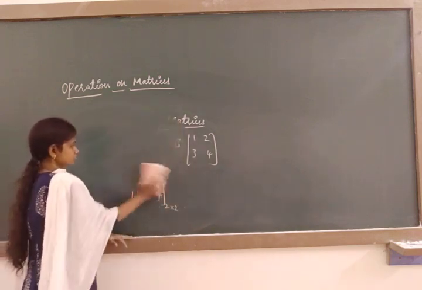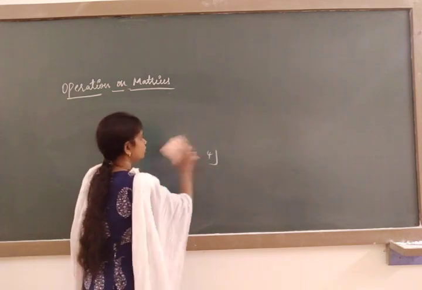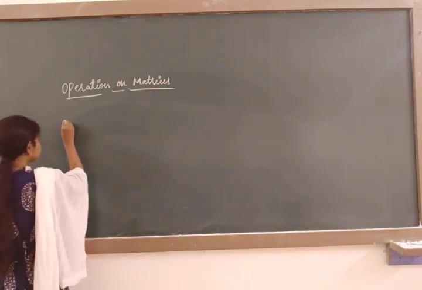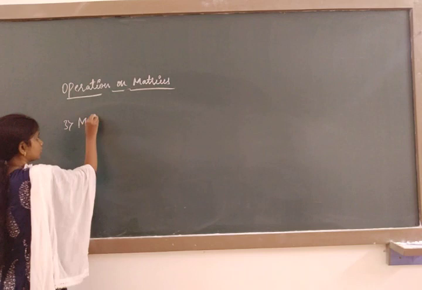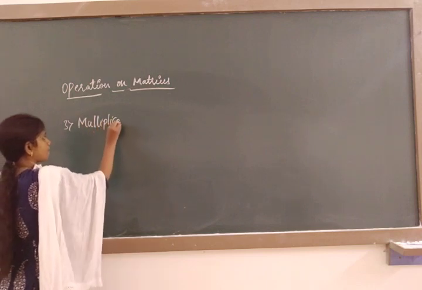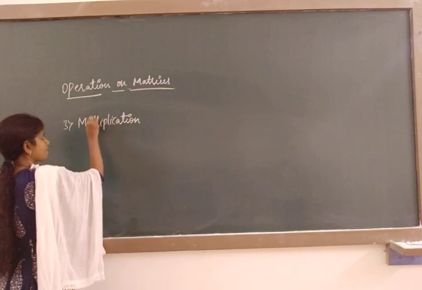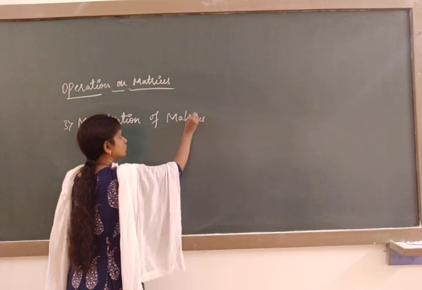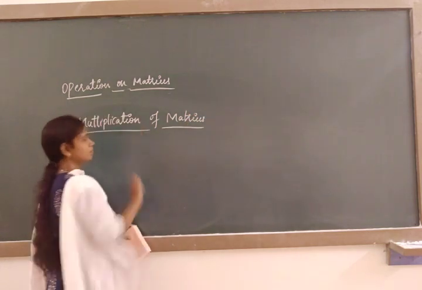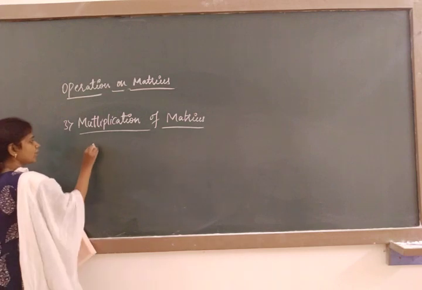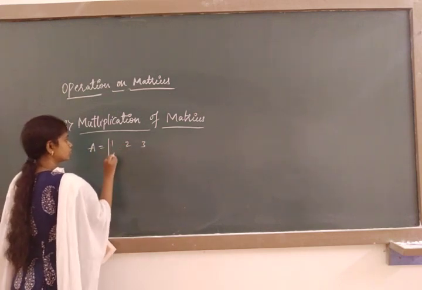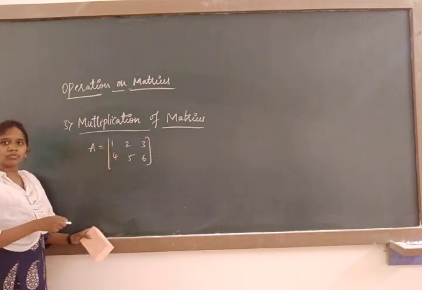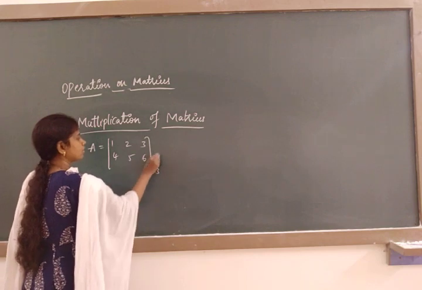Next, third one, multiplication. Multiplication of matrices. So what is the condition to multiply two matrices? So if A is equal to, what is the order? How many rows? 1 row, 2 rows. It is of order 2 cross 3. And what is B?